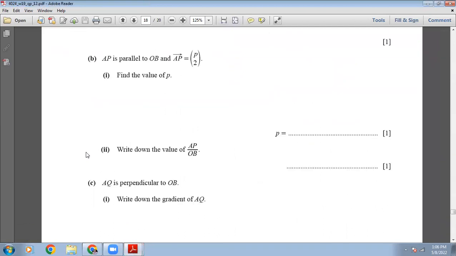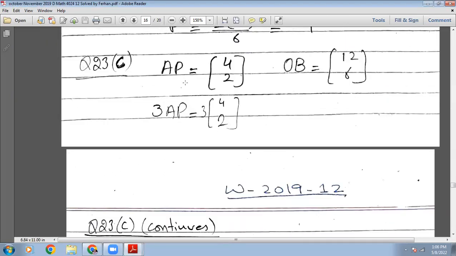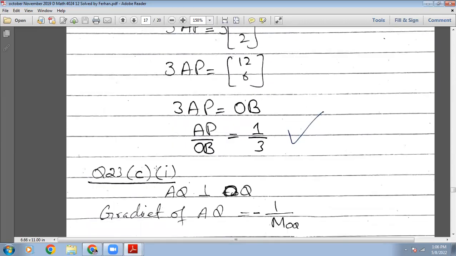The next question they are asking is, write down the value of AP by OB. They want us to find the ratio of AP to OB. We know that AP is 4.2 and OB is 12.6. So if you multiply AP on both sides with 3, you will have 3 AP equals 3 times 4.2, so 3 AP equals 12.6. This 12.6 is OB. So take this 3 to the other side and bring this OB to this side. So you will have AP by OB is equal to 1 by 3. This is the ratio. I hope you understand.